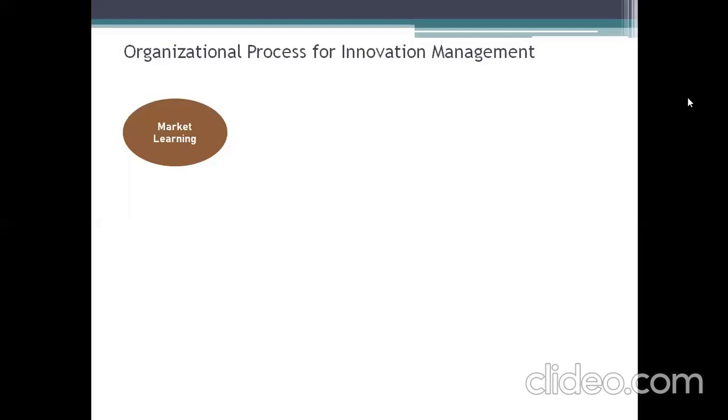And the mixture and the blend of each and everything will help us to understand how the market is moving and what the future has to be. And on the basis of that, the strategies of inculcating the innovation within the firm can be made. So the first step is market learning.